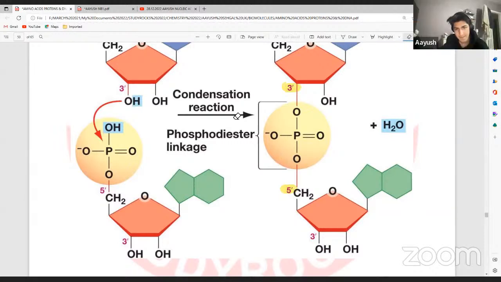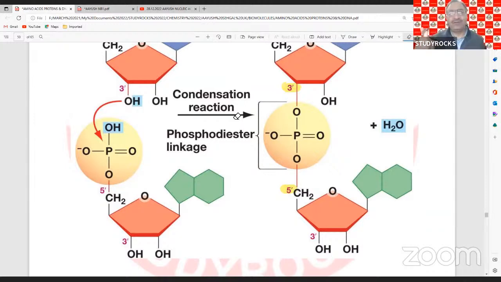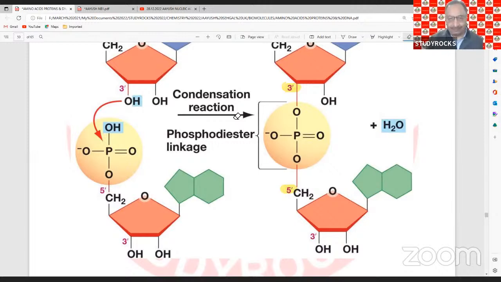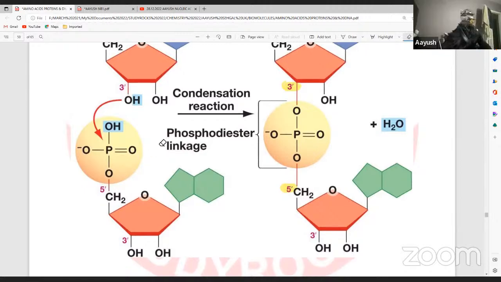Two nucleotides are joined together by a phosphodiester bond, just as you remember the peptide bond. What was the peptide bond? Linking two amino acids. Got it? And we used to call that a dipeptide. Similarly, it is phosphodiester.